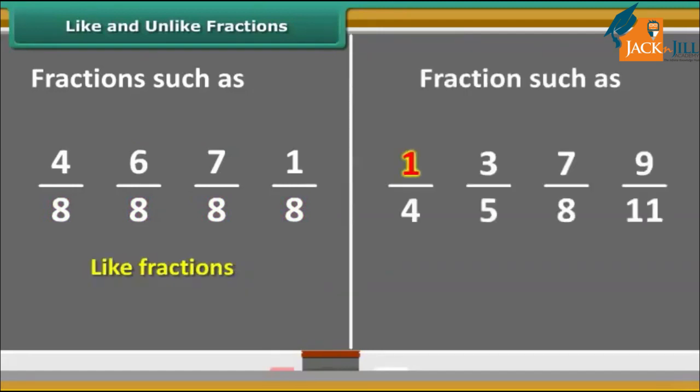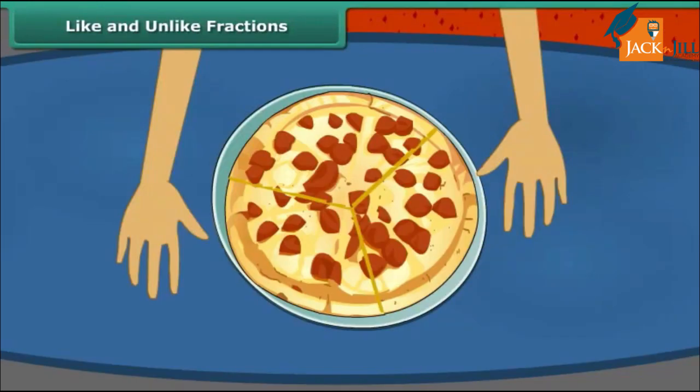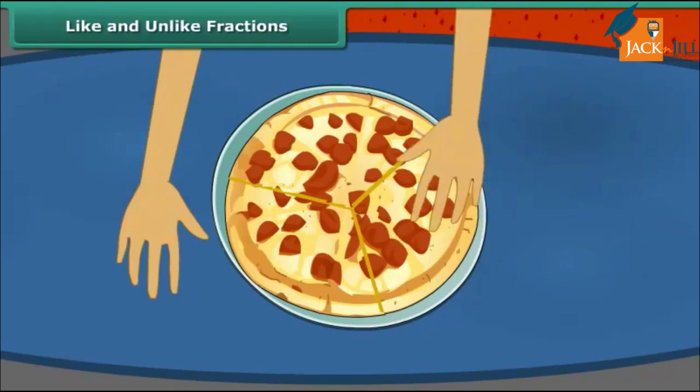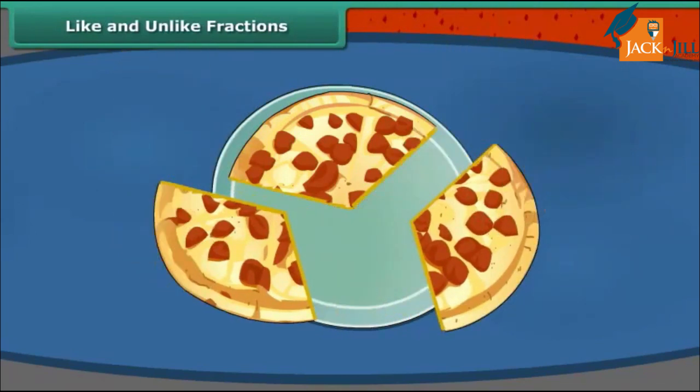7/8, 1/8 with the same denominator are called like fractions. Fractions such as 1/4, 3/5, 7/8, 9/11 with different denominators are called unlike fractions. Looking at the question we earlier asked, we can say that each of them, Rahul, Rima and Nina, received 1/3 part of the pizza. Notice that this is also an example of like fractions.